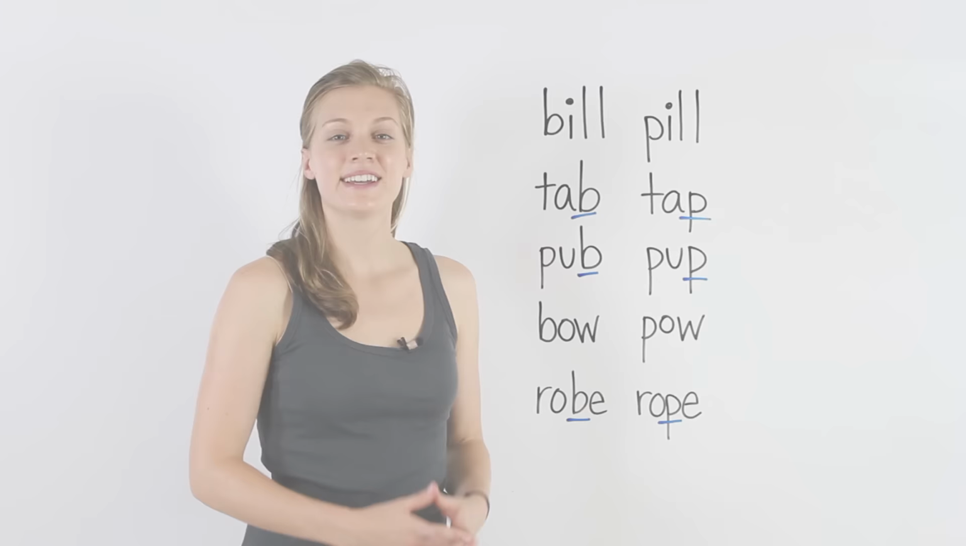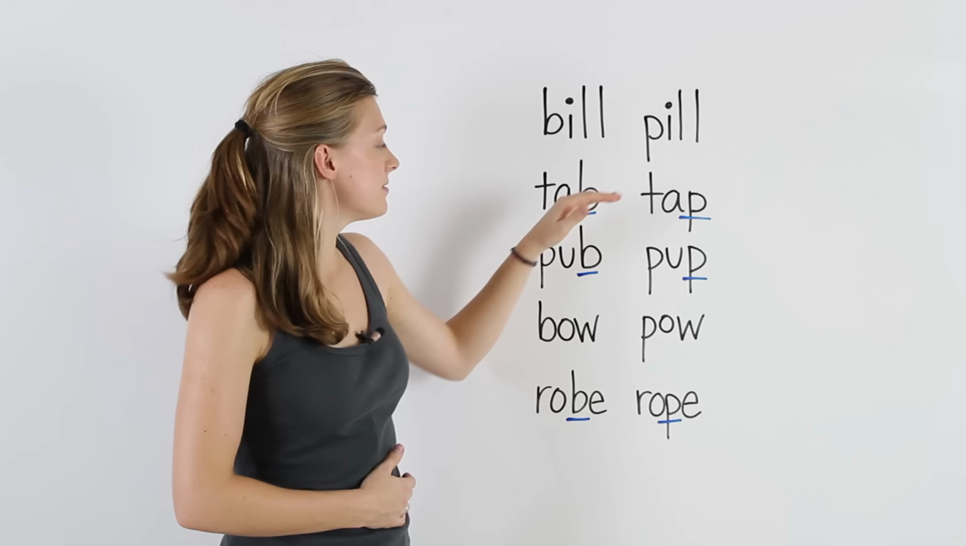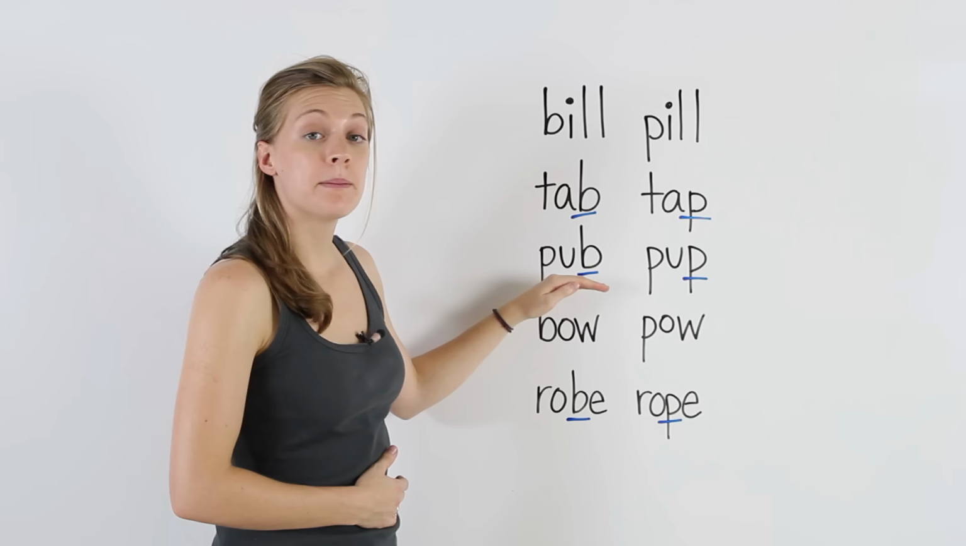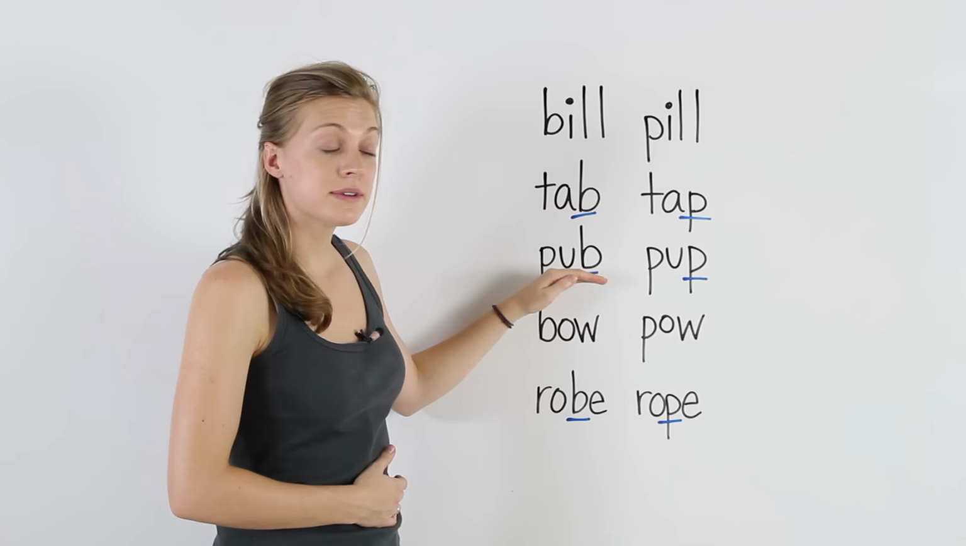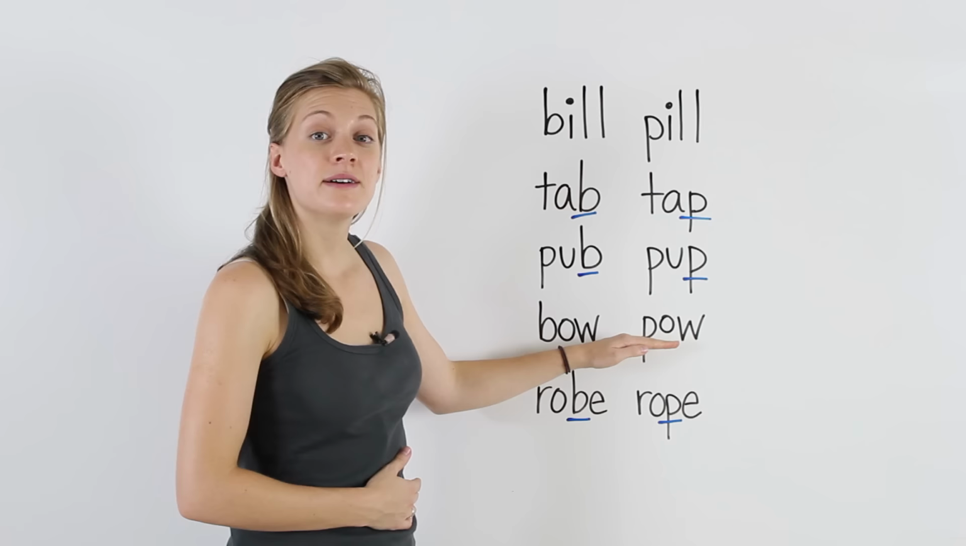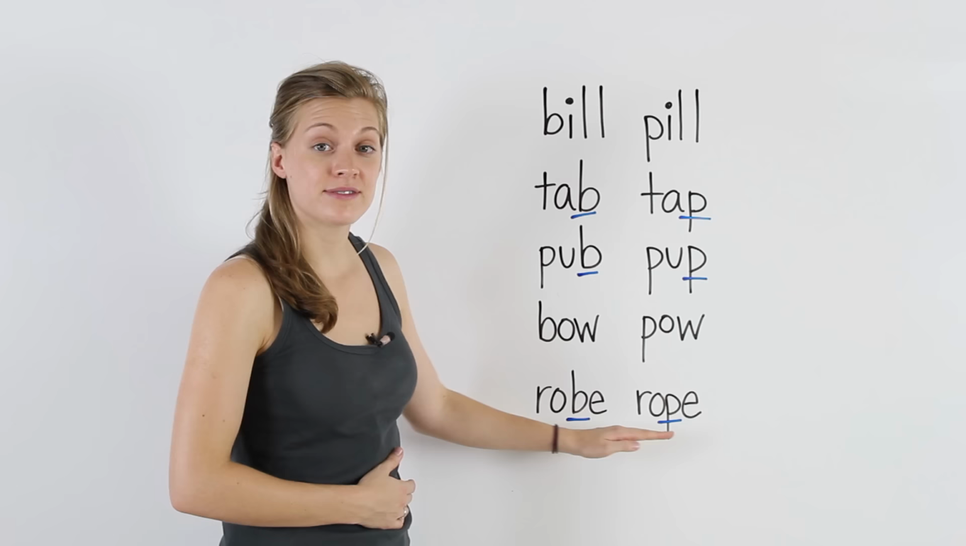Here's the next set. Bill, pill. Tab, tap. Pub, pup. Bow, pow. Robe, rope. Let's move on to the next set.